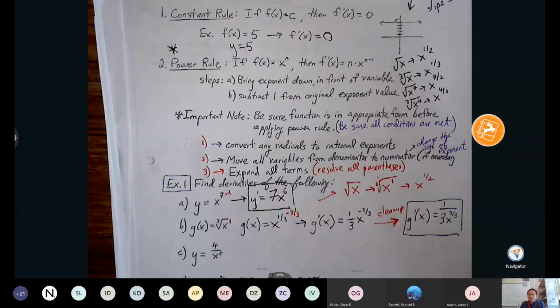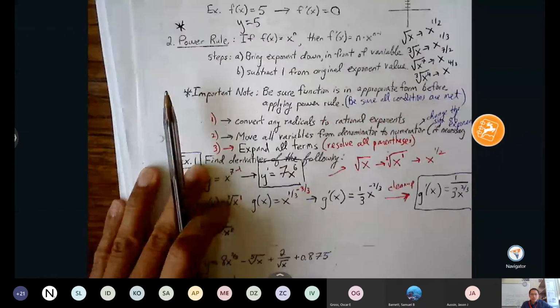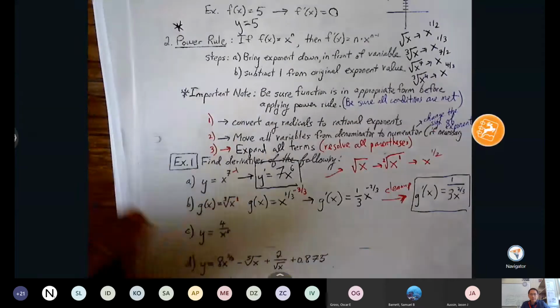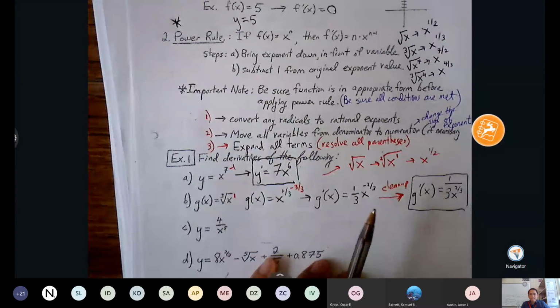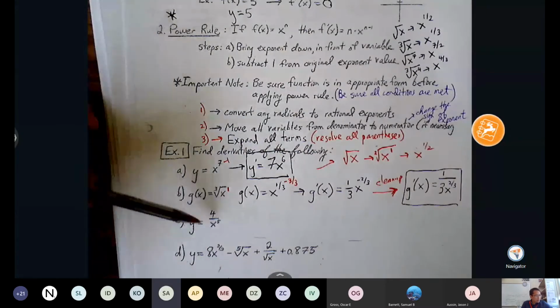Part C, 4 over x to the 5th. We want to find the derivative, but let's go and check. Do we have any issues that we need to resolve? What do you guys think? There's a variable in the denominator. Yeah, this is not suitable for power rule.